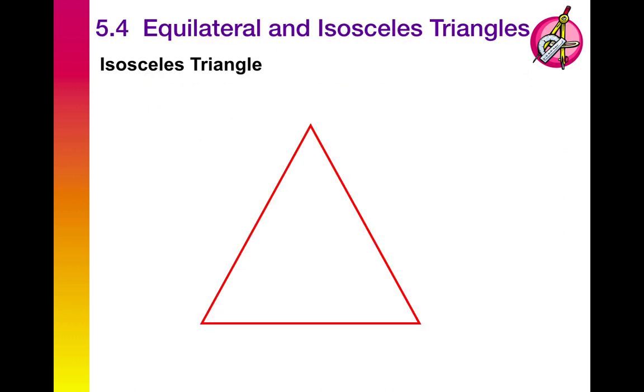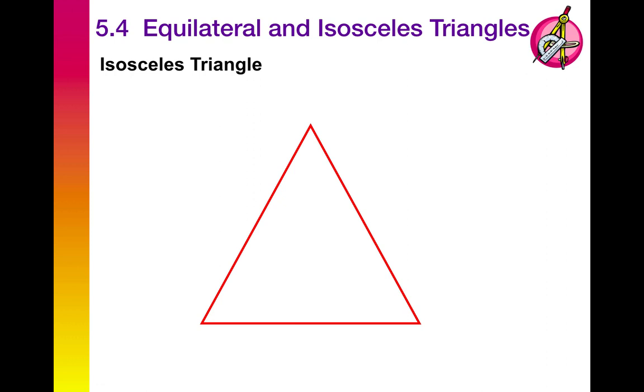Isosceles triangles are special, and they're Mr. Greenstein's favorite figure because they solve so many problems. An isosceles triangle is a triangle that has at least two equal length sides. So an equilateral triangle is a special case of an isosceles triangle.